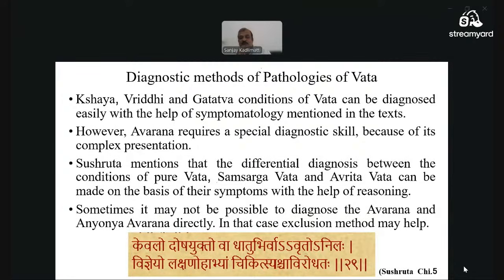Sometimes it may not be possible to diagnose the avarana and anyonya avarana directly. In that case, the exclusion method may be helpful. How do you do the exclusion method? When we say the two types of pittaja prameha with rakta pitta, we say that as the patient is not having any purvarupas of prameha, then it is not a case of prameha. It may be another case; we are excluding something. If you cannot include, at least try the instrument of exclusion. That is also possible, as told by Sushrutacharya.